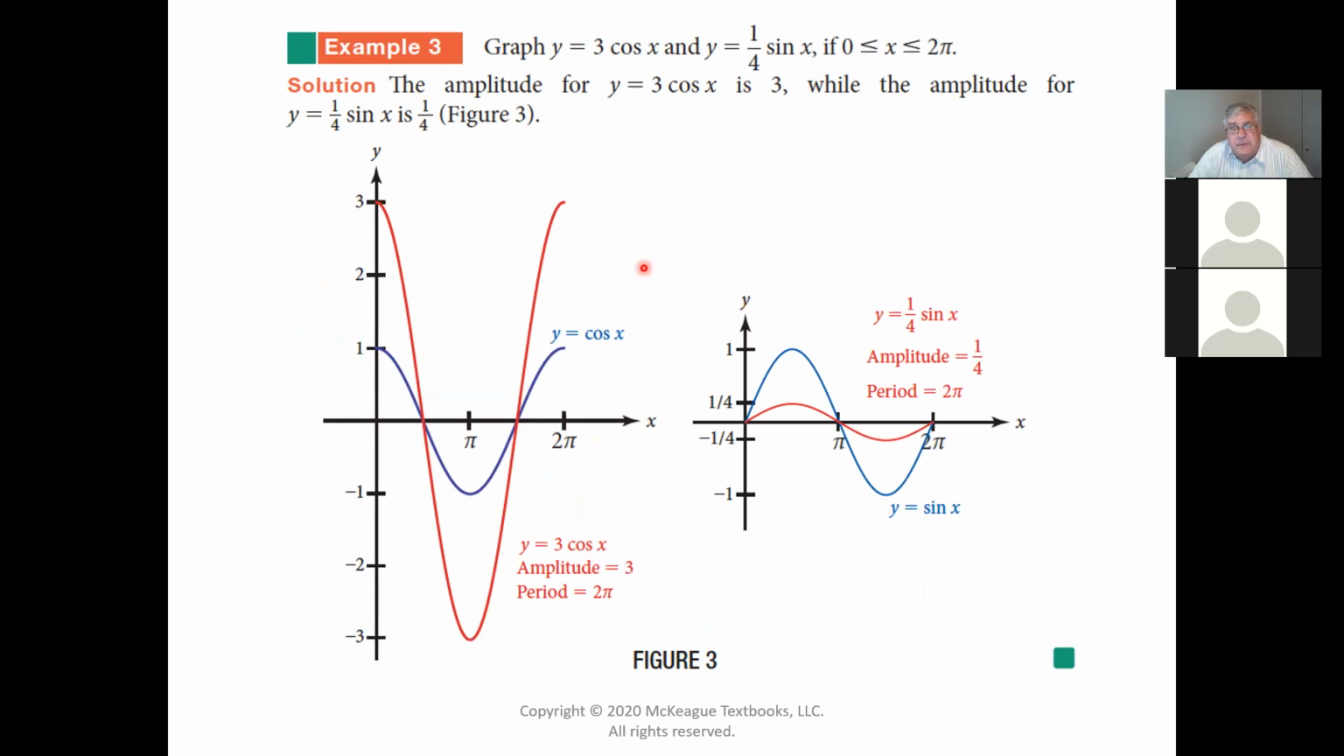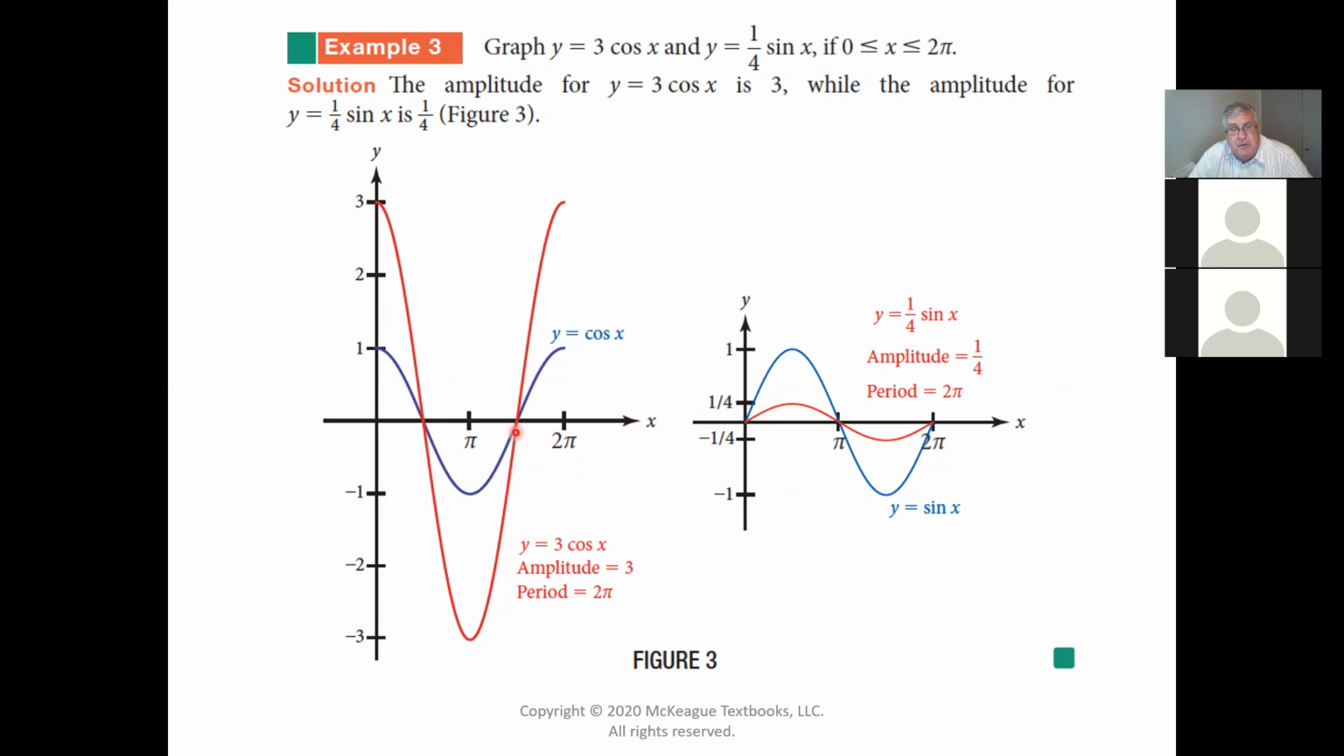Notice here what they did in the graph to the left: they graphed one cycle, or one wave, or one period, if you will, of y equals cosine x. That's the blue graph here. That's the graph of one cycle of y equals cosine x. Notice they laid out the tick marks on the x-axis from 0 to 2 pi. Notice the x-intercepts occur at pi half radians and 3 pi half radians.